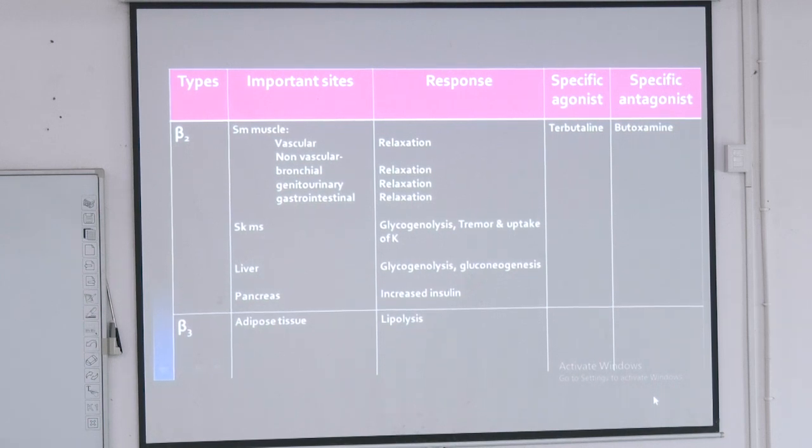Next is the liver, glycogenolysis and gluconeogenesis. Both of these are mediated through beta 2 receptor. Pancreas, increased insulin release. But as a rule, we don't find increased level of insulin. We usually see decreased release of insulin because the alpha effect is predominant. Beta 3, adipose tissue, it will cause lipolysis.